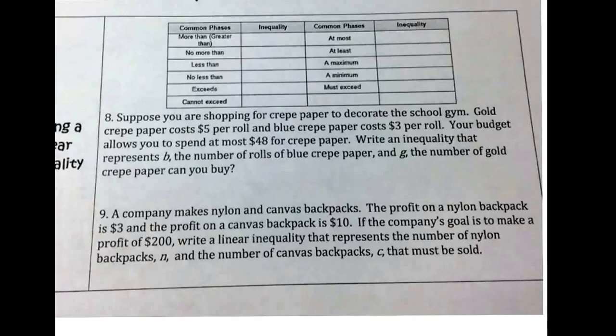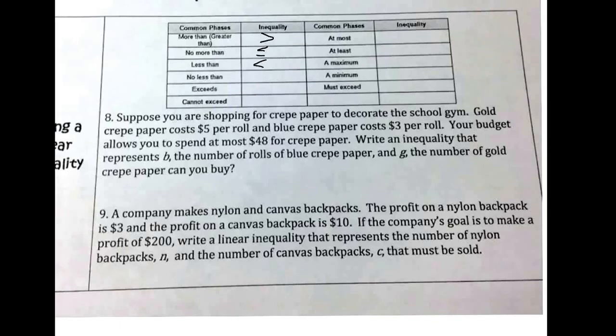Alright, number 8. This box up here just has some commonly used phrases that sometimes confuse kids, and so we want to be able to look at these and understand what they are when we read them, and so we'll know which symbol we're supposed to be using in the inequality when we're solving it. So when we see more than or greater than, and that's a pretty easy one, we know that's the greater than sign. When we see no more than 8 means it has to be less than or equal to that number. Okay? Less than is easy, that's going to be less than.